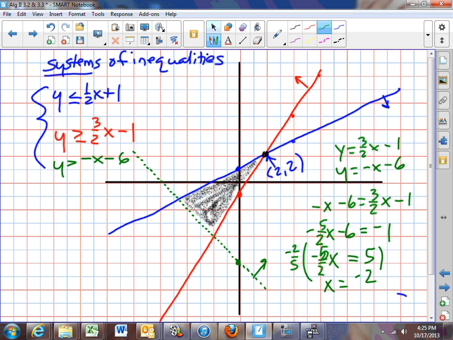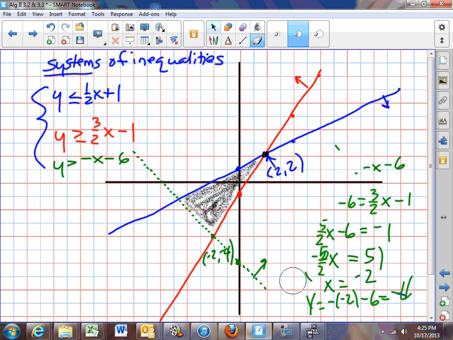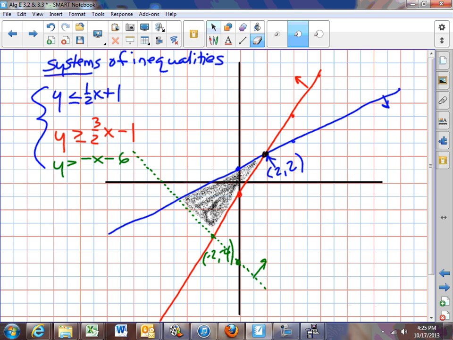Now, if x equals negative 2, I can put that in this equation here. For example, y equals the negative of negative 2 minus 6, which gives me negative 4. So I have the point negative 2, negative 4. And then I have one more point to find. That's the intersection of the blue and the green line. So let's erase this, and we'll go back and find the intersection of the blue and the green line.